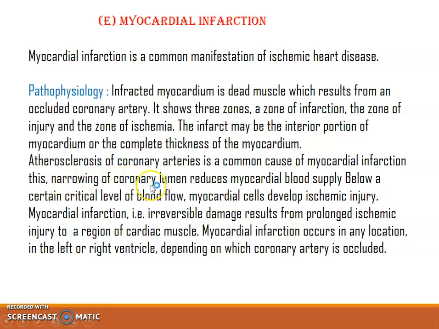This narrowing of coronary lumen reduces blood supply below a certain critical level of blood flow. Myocardial cells develop ischemic injury. Myocardial infarction, that is irreversible damage, results from the prolonged ischemic injury to a region of cardiac muscle. Myocardial infarction occurs in any location in the left or right ventricle, depending on which coronary artery is occluded.